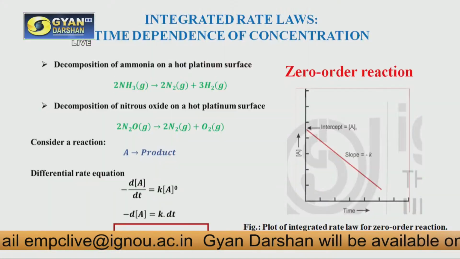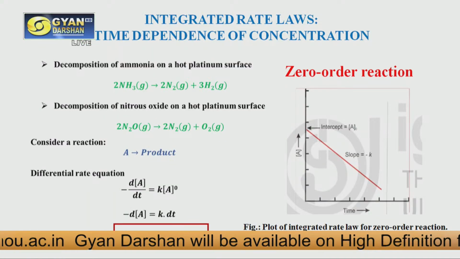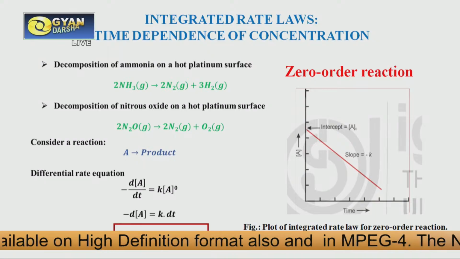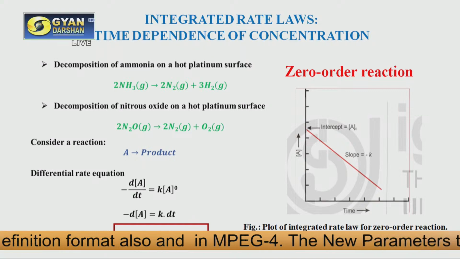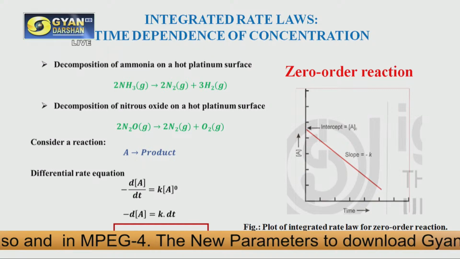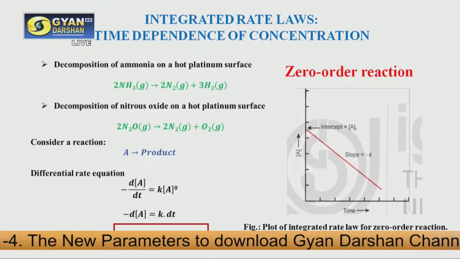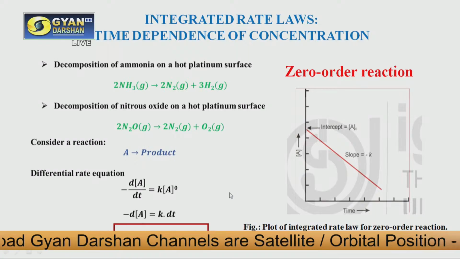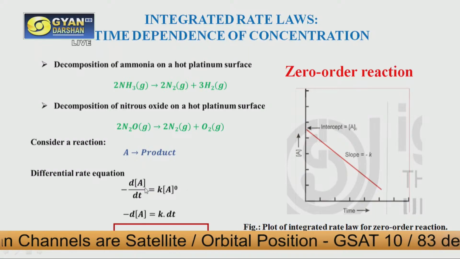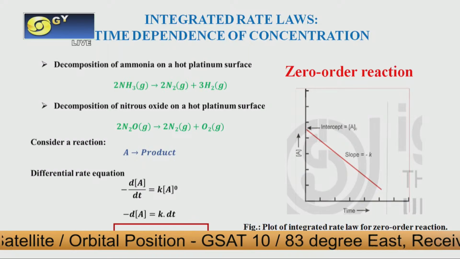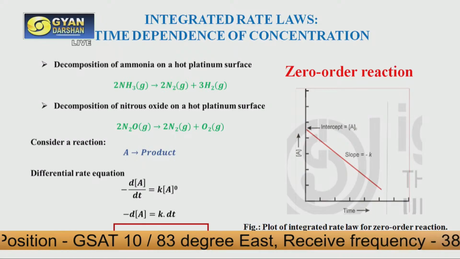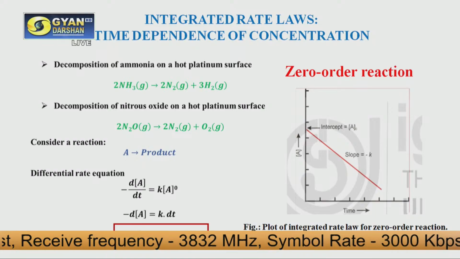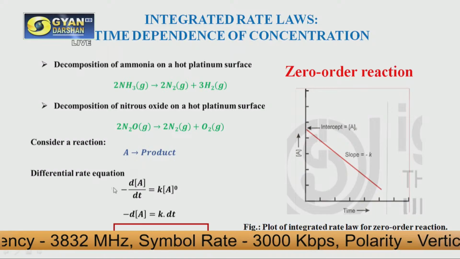So we start with the zero order reaction. In zero order reactions, some examples we have given are the decomposition of ammonia on a hot platinum surface and the decomposition of nitrous oxide on a hot platinum surface. These are examples of zeroth order reactions. For the simple reaction, let's say A gives the product, the differential rate equation is defined through this reaction. The rate of change of concentration of the reactant at a given time t is equal to the rate constant into the concentration of the reactant to the power 0, because it is a zero order reaction.